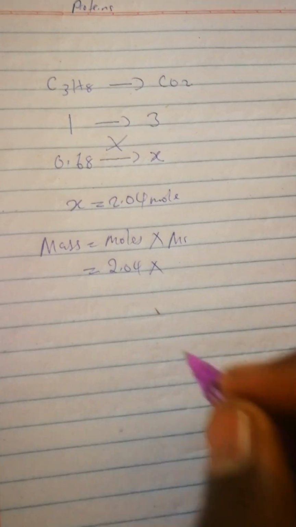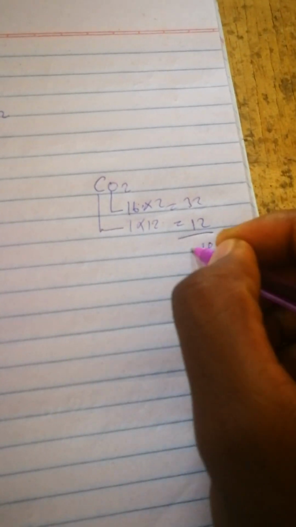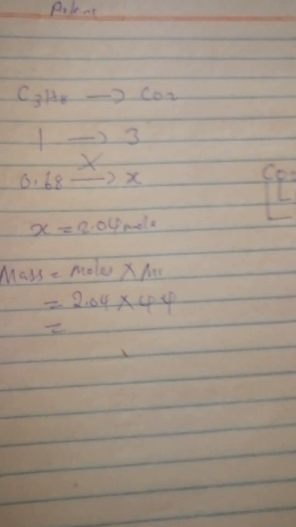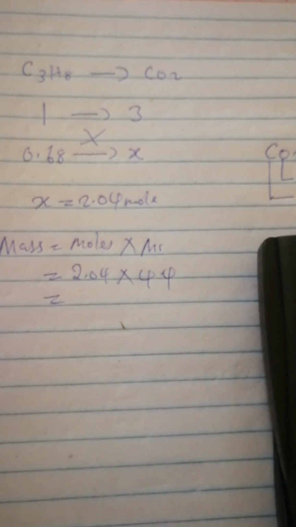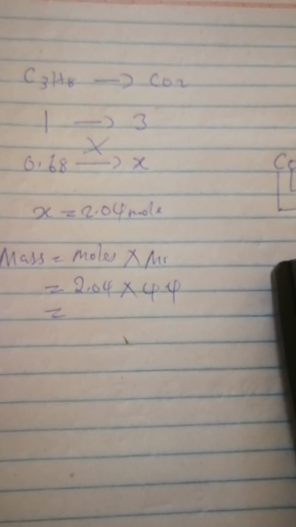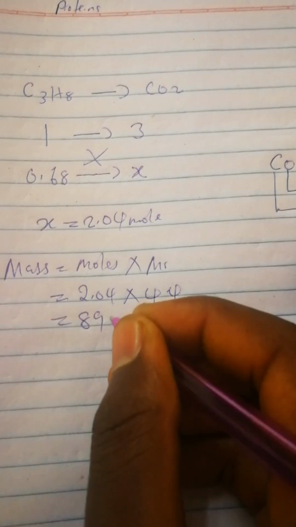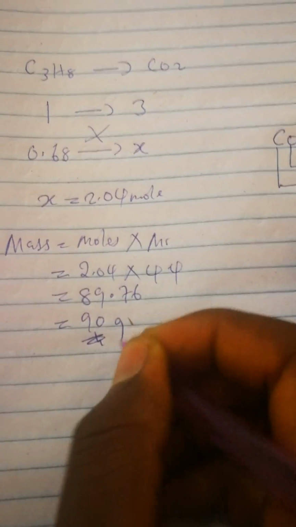What is Mr for CO2? It is 16 times 2, which is 32, plus 1 times 12, which gives 44. So times 44. 2.04 times 44 gives us 89.76, which is about 90 grams.